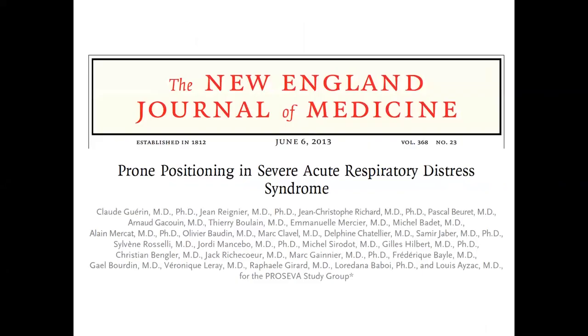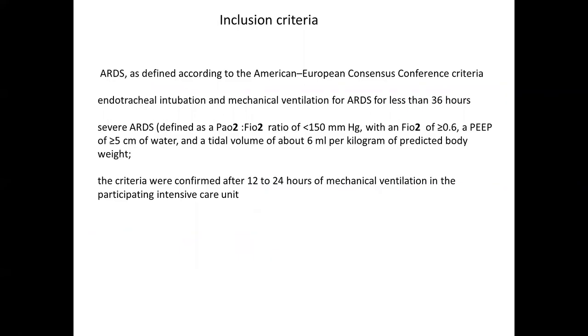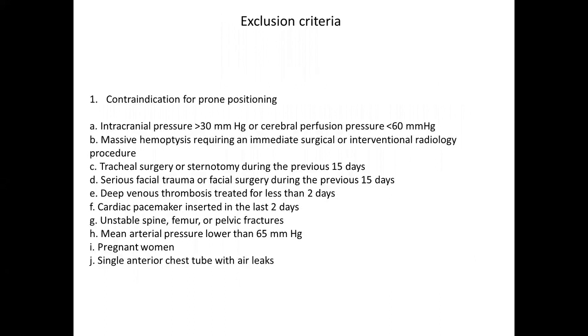So all this information led to the design of this nice trial published already 5 years ago by the French group. ARDS is defined by the American and European Consensus Conference criteria, and they recruited patients on mechanical ventilation, intubated for less than 36 hours. They applied prone position quite early in patients with PF ratio less than 150, requiring FiO2 greater than 60%, and PEEP of at least 5 centimeters of water, which is reassuring because even with the new definition, they would still meet the criteria for moderate-severe ARDS, ventilated with 6 cc of tidal volume per kilogram of predicted body weight. And there were some contraindications.